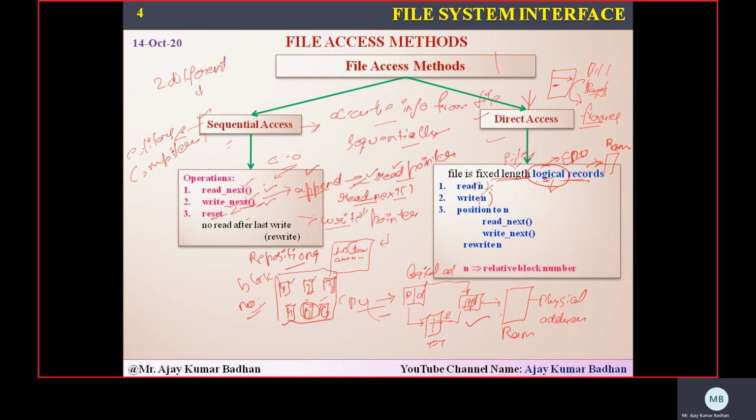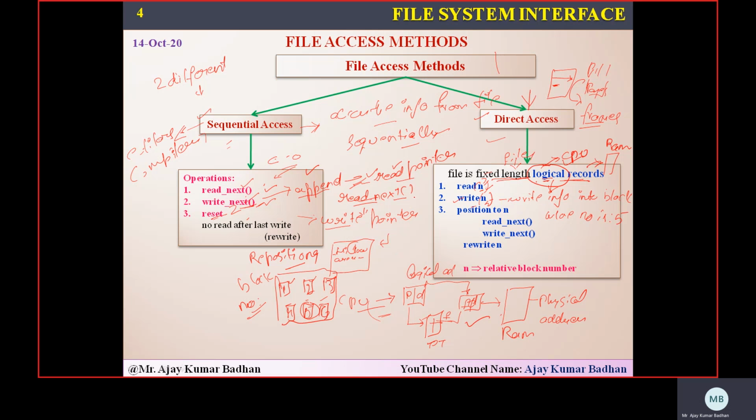Write is a method, read is a method, and methods are represented with brackets. Read n means read the data present in the block whose number we are giving. For example, read 5 asks you to read whatever data is present in block number 5. Same way, write 5 means write the new content into the block whose number is 5. That is what is represented here.